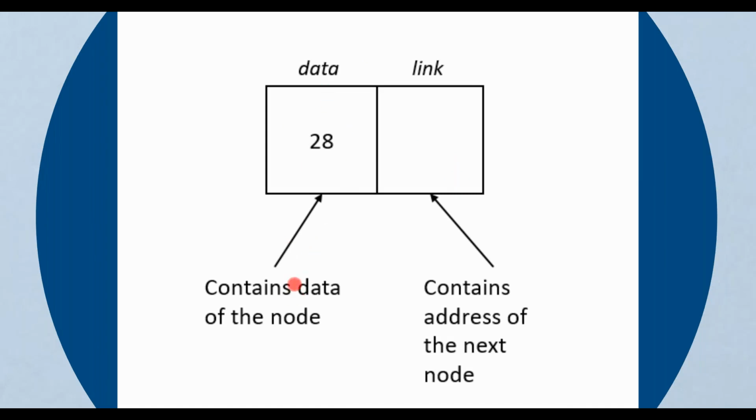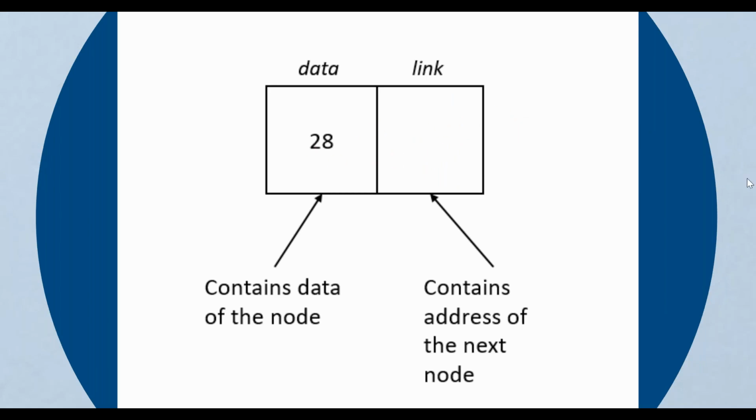So the first part called data contains the actual data of the node. In our case, we have taken the data to be an integer. Here we are representing that as 28. And the next part is nothing but a link. What is that link doing? That link is storing the address of the next node, right? This is the data and the link, and this is the internal part.